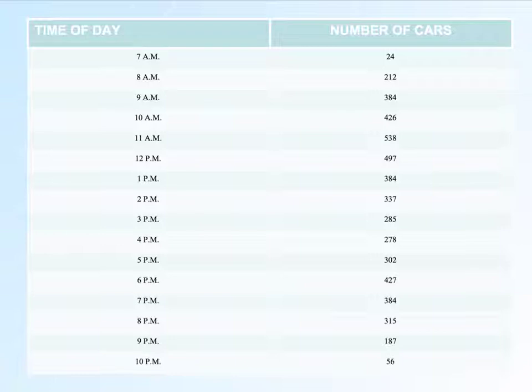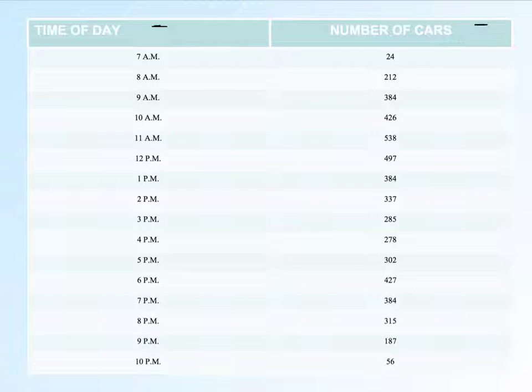The situation involves two variables, the time of day and the number of cars in the parking lot. So variable 1, time of day, variable 2, number of cars. Typically, one variable is called the input and the other is called the output. The input value is the given value that is given first, and the output is the value determined by the given input value.